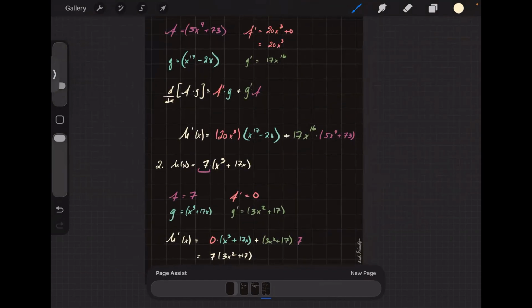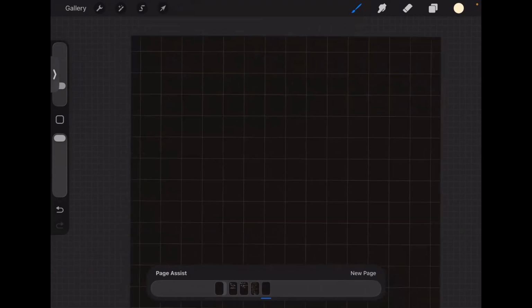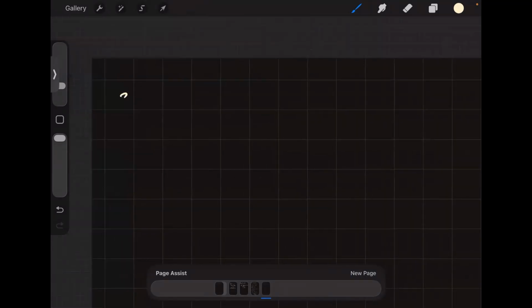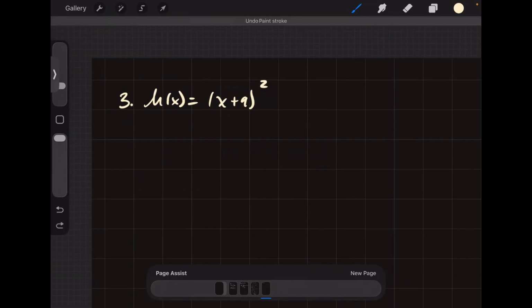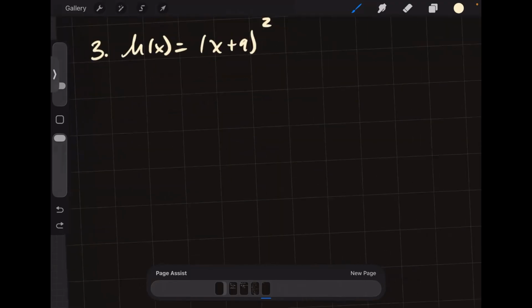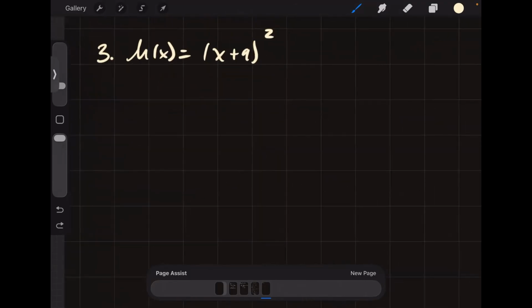Okay, now what I'm going to do is I'm going to have you product rule this next function, which is going to be x plus 9 squared. If you notice, you can chain rule it. What I want you to do is product it first and then chain. Okay, product first, then chain, so you can check your work. Okay, hit pause and then come back and I'll just solve it up for you.